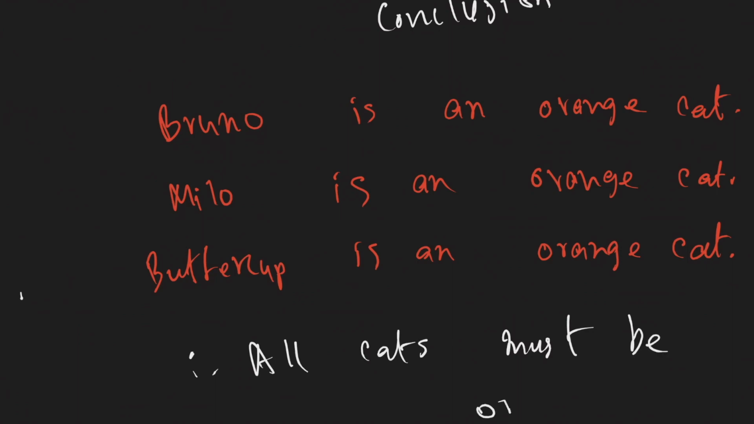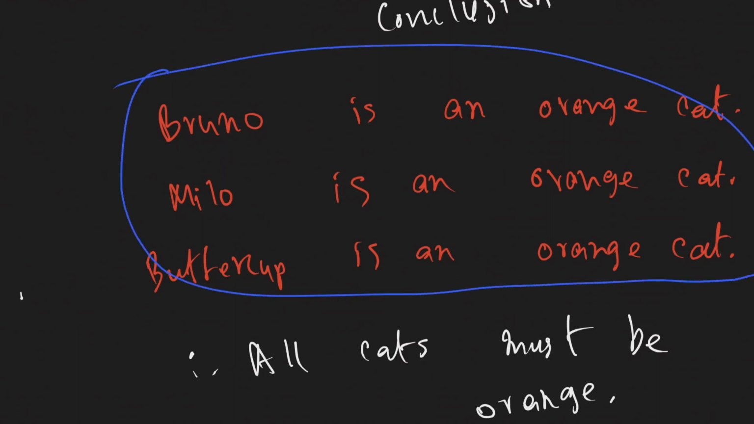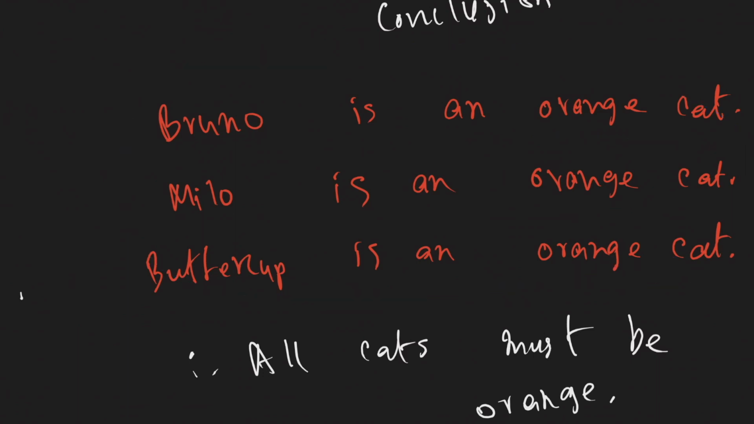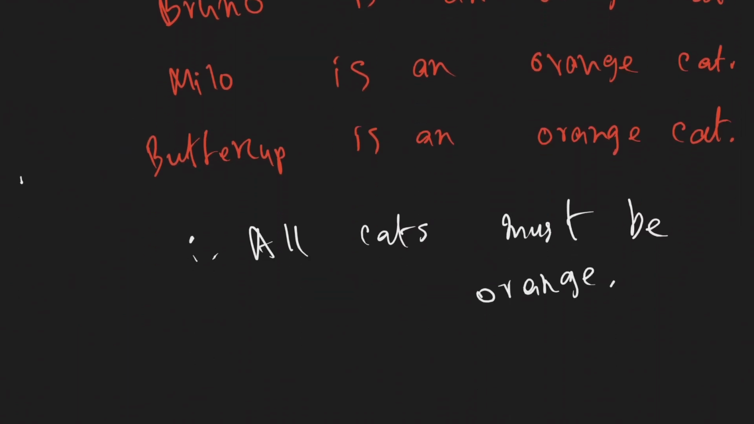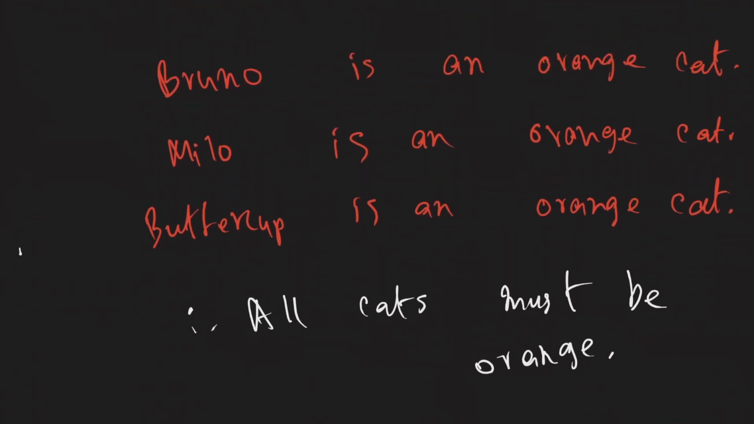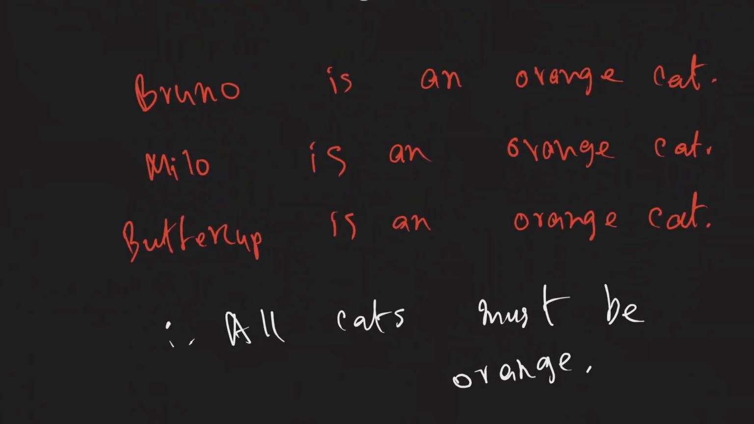So what you did here is you used inductive reasoning, right? You had a bunch of data. You observed a pattern in this data, cats being orange, and then you conjectured that this pattern must hold for all cats. This pattern must hold for a larger set of objects, the set of objects being all cats in this world. So this is inductive reasoning in action.